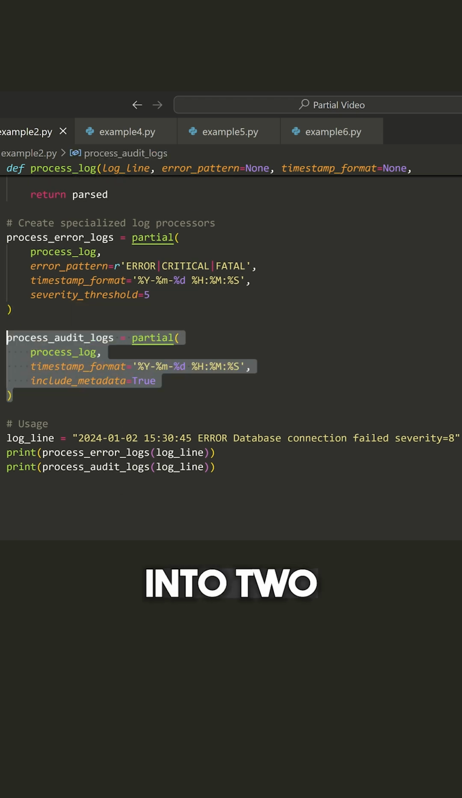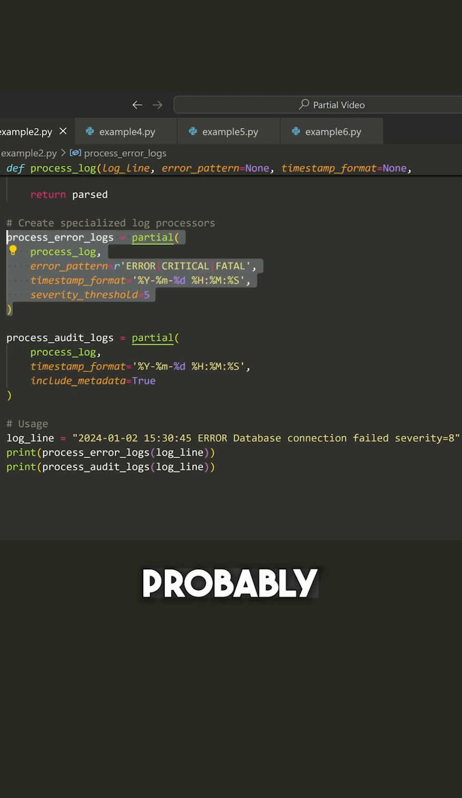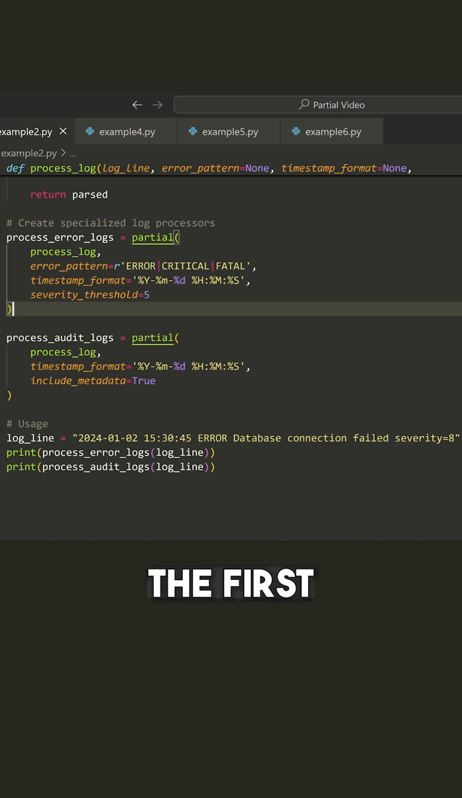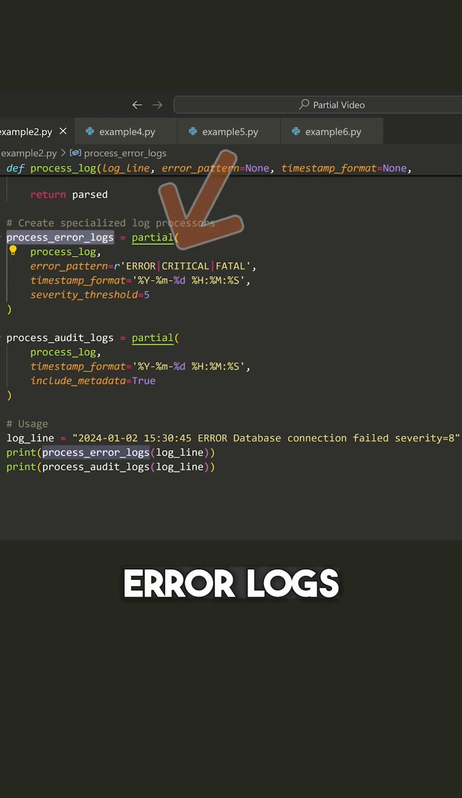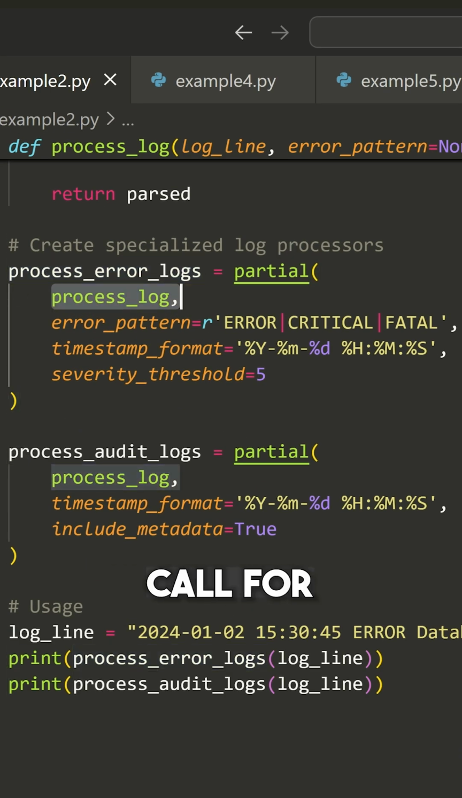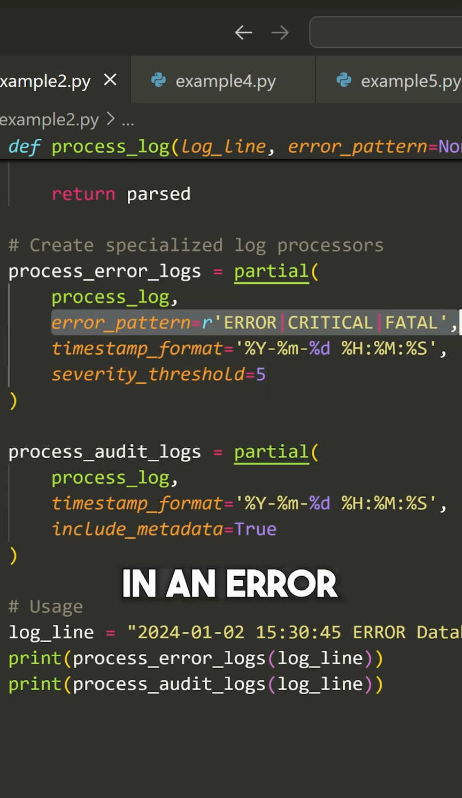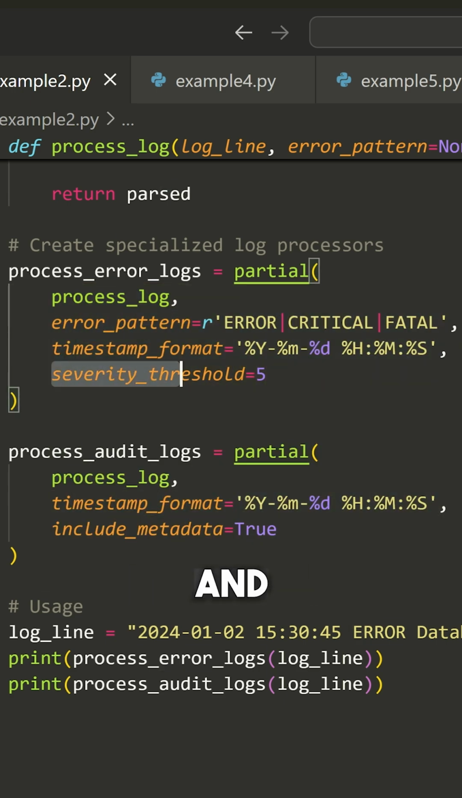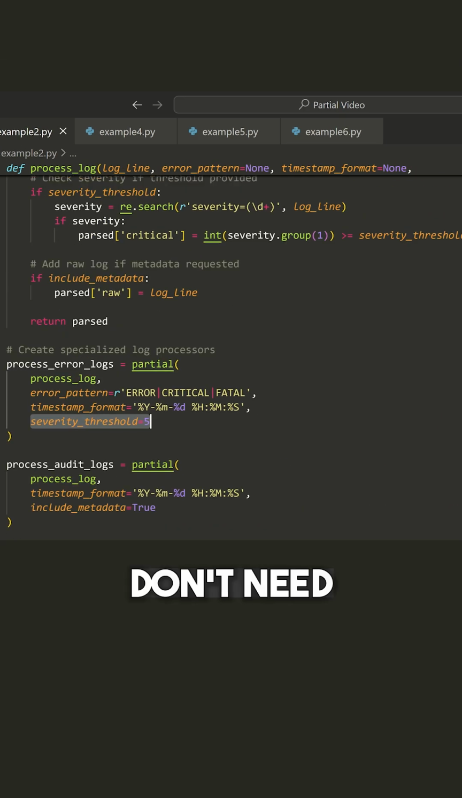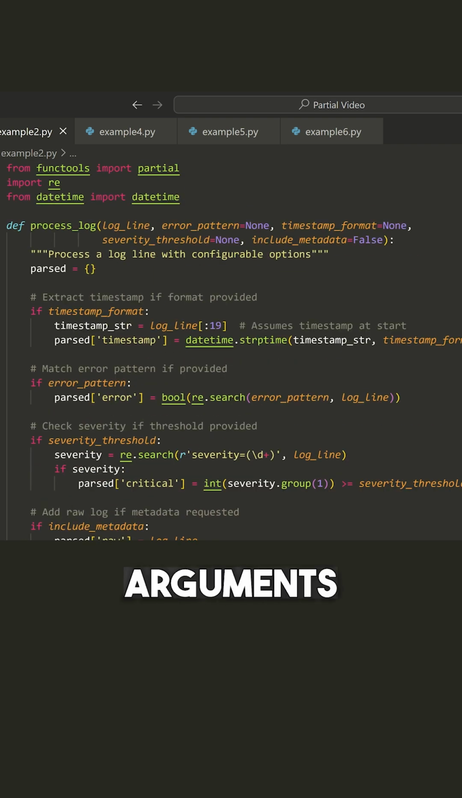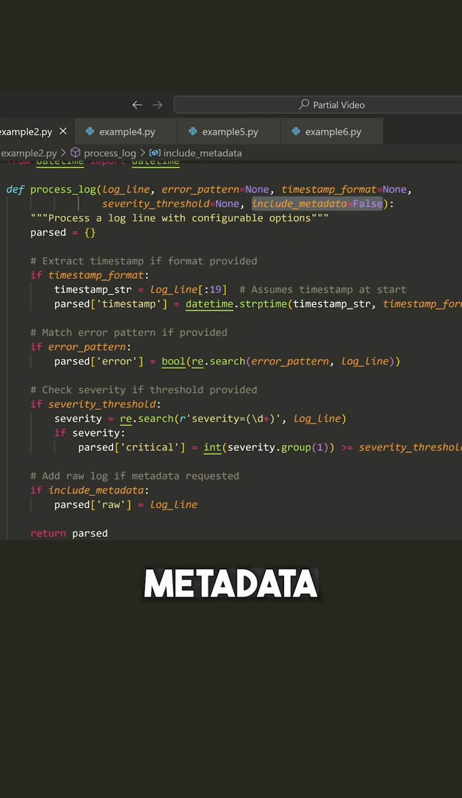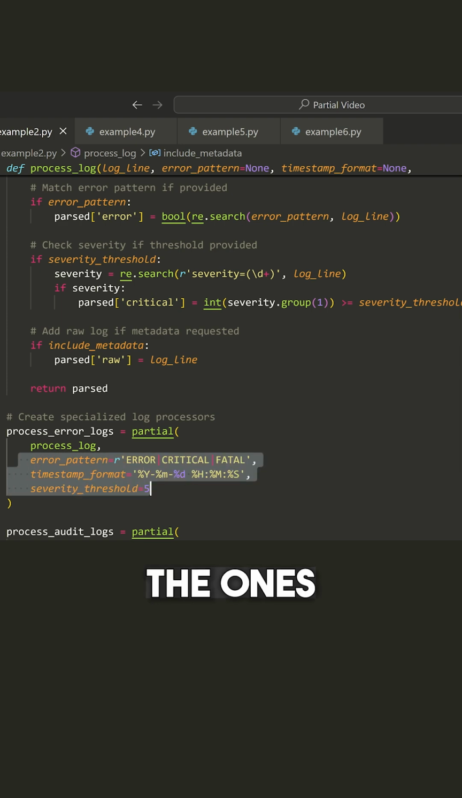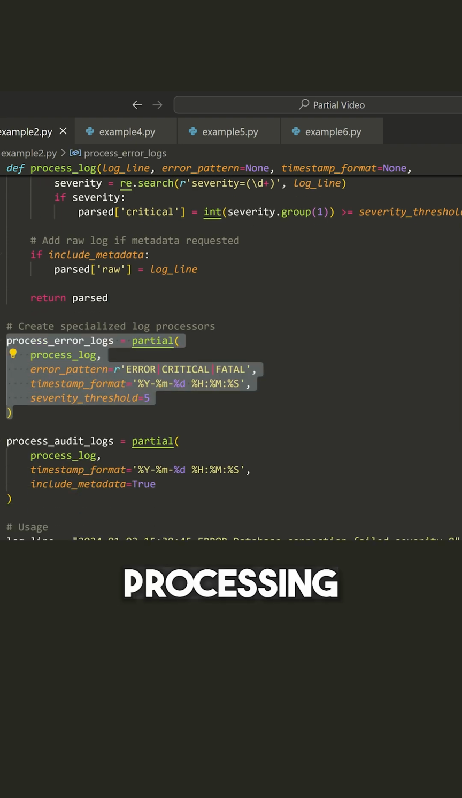function and split it into 2 distinct types of calls that I probably would do quite often. The first is one for processing error logs. So you can see that I'm using a partial call for process log. I'm passing in an error pattern, timestamp format, and severity threshold. Notice that I don't need to include all of the arguments here, so I haven't included the include metadata one, for example.